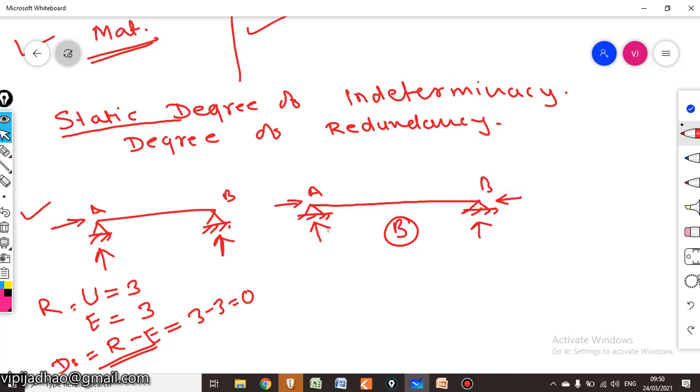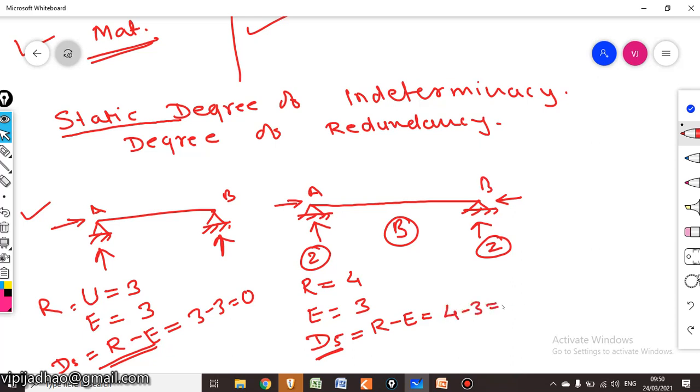Okay, so total number of unknowns: here we have two unknowns, here we have two unknowns. So the total number of unknown reactions is equal to 4, whereas the equations of equilibrium available are only 3. Therefore the degree of static indeterminacy, represented by ds, will be equal to r minus e, so 4 minus 3. So the degree of static indeterminacy here will be 1.